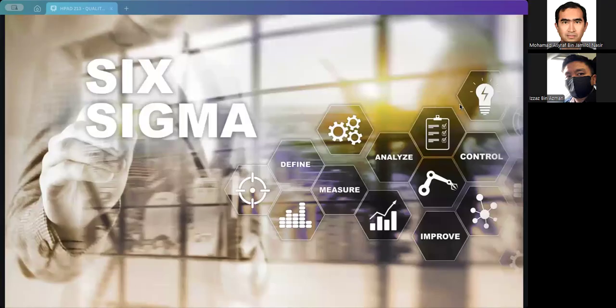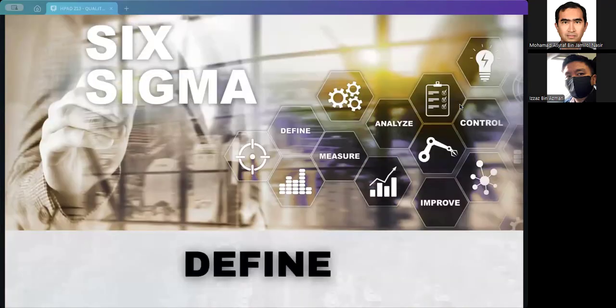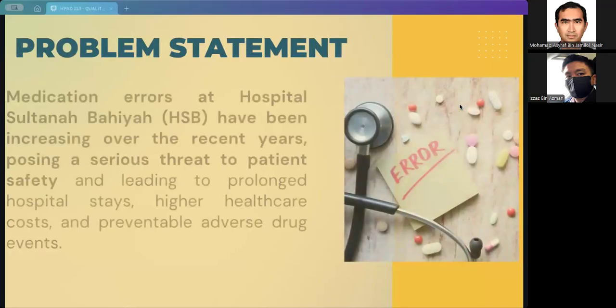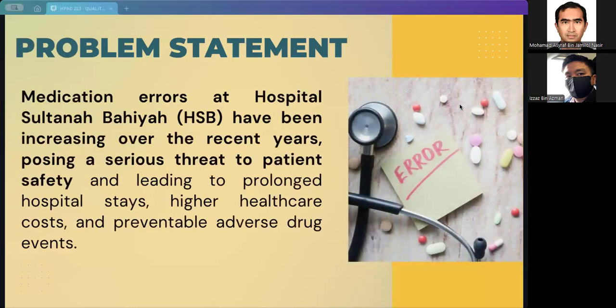So for today's presentation, our group decided to apply a few of the TQM frameworks and tools that have already been taught to us. We start with Six Sigma, which contains define, measure, analyze, improve, and control. To start off with define, this is our problem statement: medication errors at Hospital Sultan Baya have been increasing over recent years and pose a serious threat to patient safety, and they also lead to prolonged hospital stays.